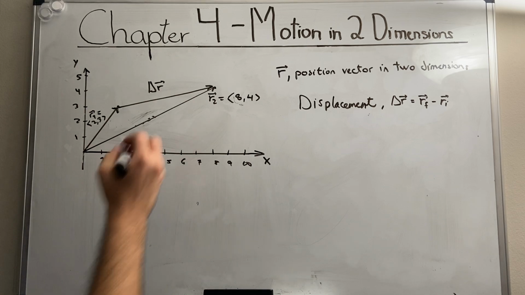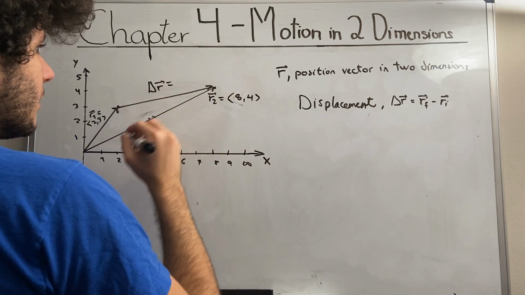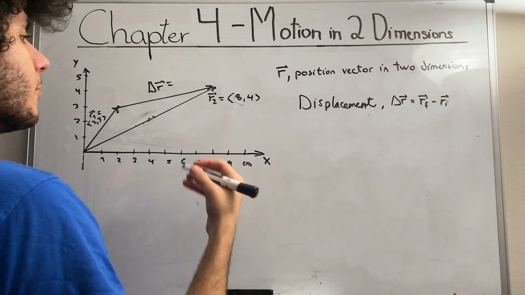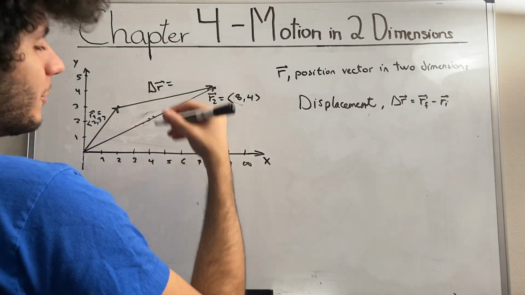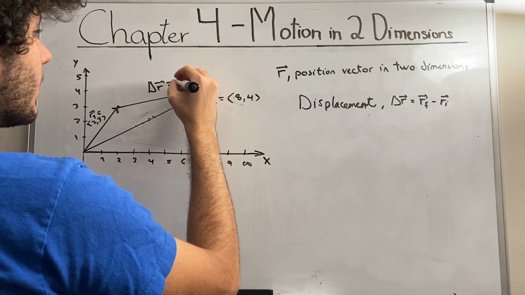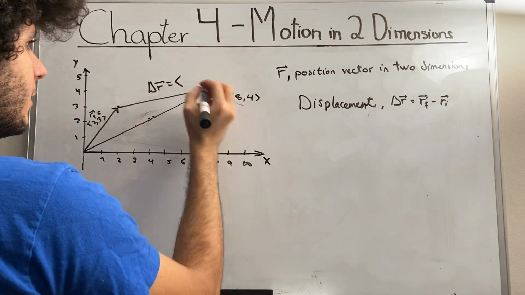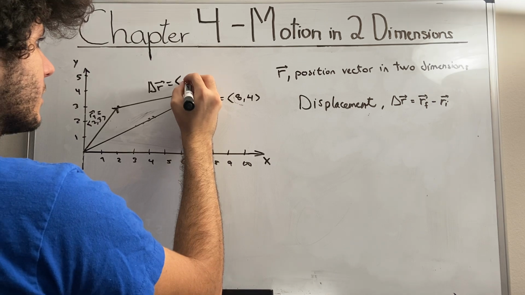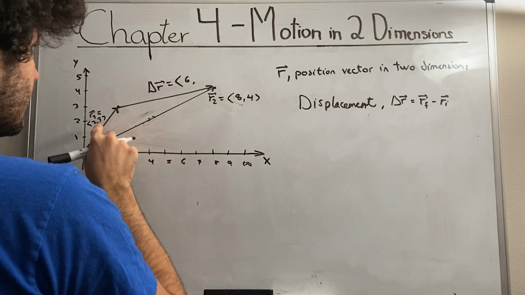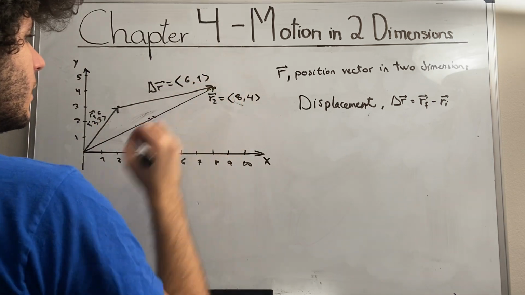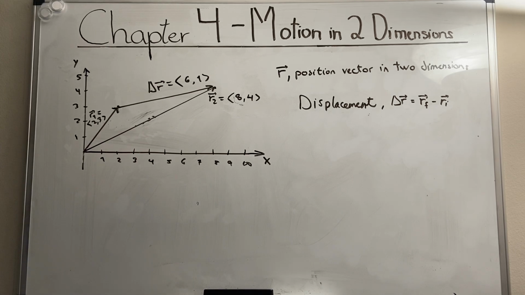And if you think about it, we can also calculate it algebraically. I always have trouble with that word. We can calculate it. It would be this minus that. 8 minus 2 is 6. 4 minus 3 is 1. Therefore, we have 6, 1, right? And yeah, that's pretty much it.